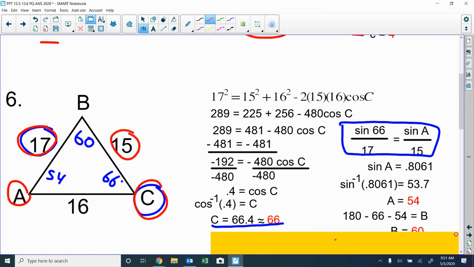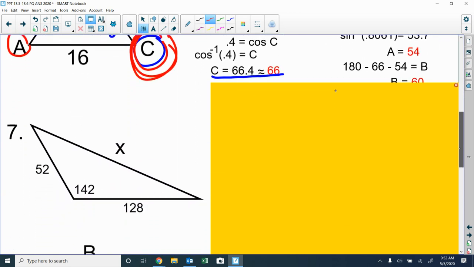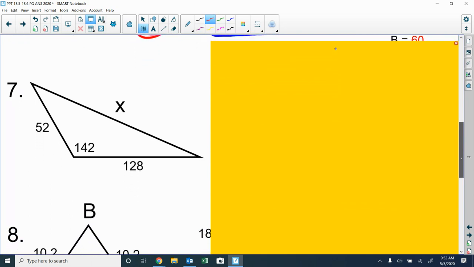So remember again, when we have side, side, side, you have to get what you think will be the biggest angle. In this case, it was angle C. So we put 17 squared to start with. All right, we're getting down there now. Hopefully you're doing okay. Here we go.